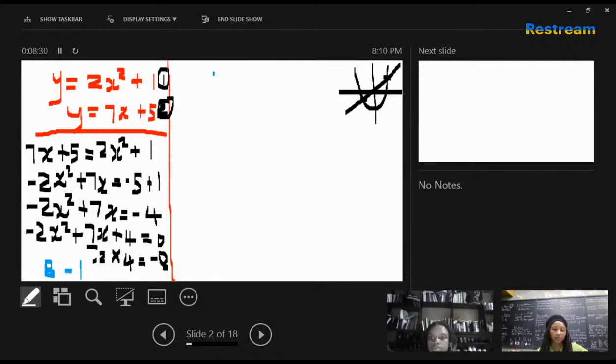So now we're going to substitute the 7x for the 8 and negative 1. So negative 2x squared plus 8x, minus x.